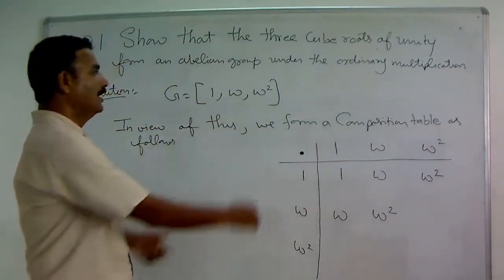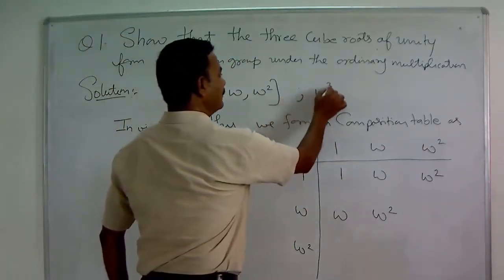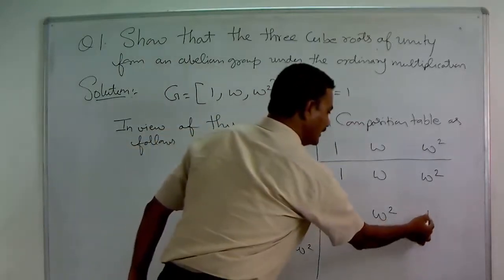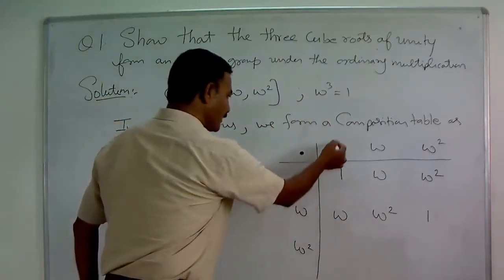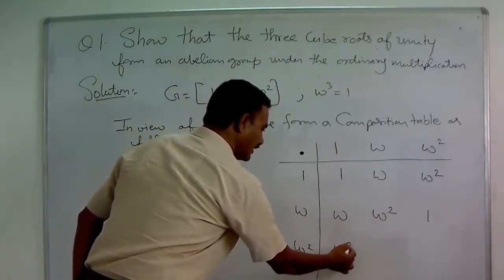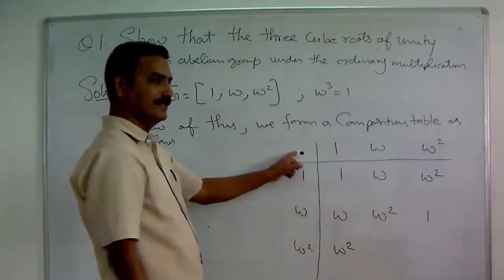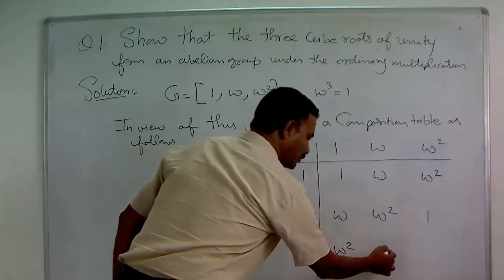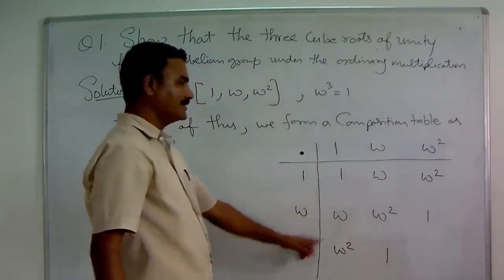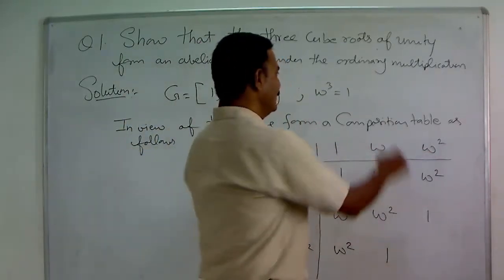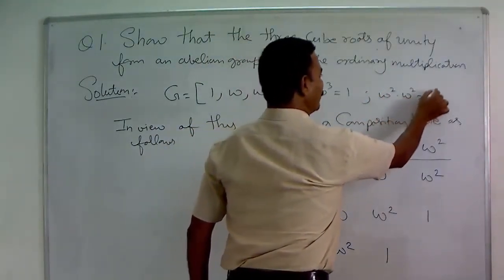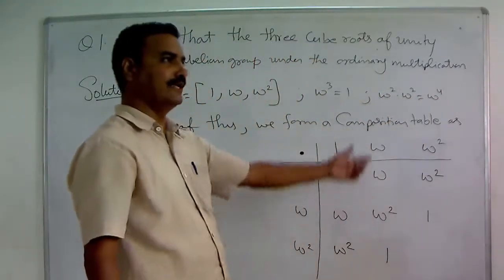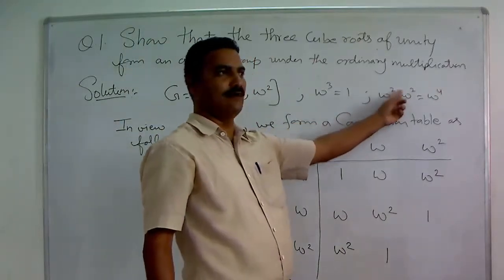And we know that omega cube is always 1. So instead of omega cube, we just write 1. Further, omega square into 1 gives us omega square. Omega square into omega is omega cube again, and omega square into omega square, when multiplied, generates omega 4. As the bases are the same, we just simply add the powers.